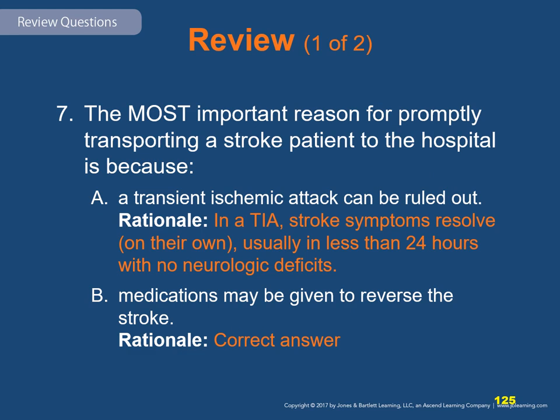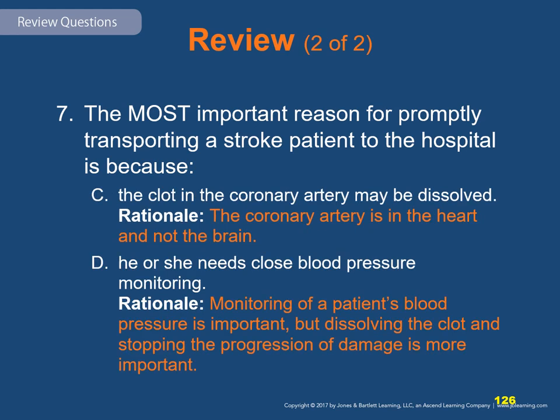Number 7 again, the most important reason for promptly transporting a stroke patient to the hospital is because, well, A says a transient ischemic attack can be ruled out. That's not correct. In a TIA, stroke symptoms resolve on their own, usually in less than 24 hours, and present no neurologic deficits. B, medications may be given to reverse the stroke. Again, that's the correct answer. C, the clot in the coronary artery may be dissolved. Well, a coronary artery is in the heart.